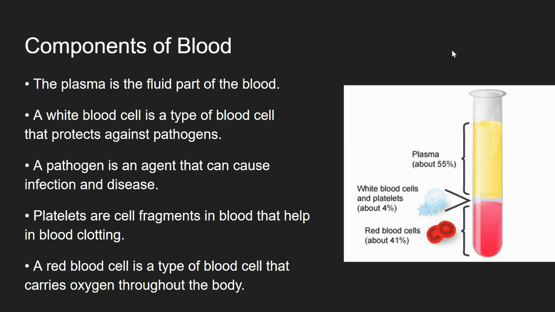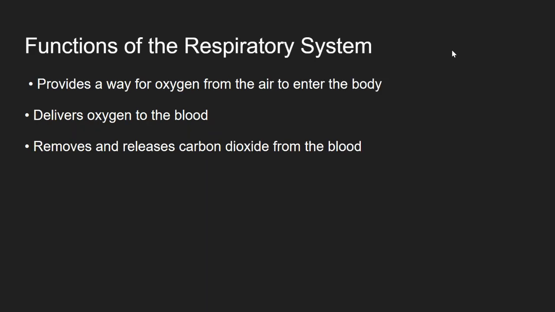Breaking down the components of blood now, the plasma is the fluid part of the blood, and a white blood cell is a type of blood cell that protects against pathogens. Pathogens are agents that can cause infection and disease. You also have platelets, which are cell fragments in blood that help in blood clotting. So whenever you get a cut, it helps form that scab. And then red blood cells, which are a type of blood cell that carry oxygen throughout the body.